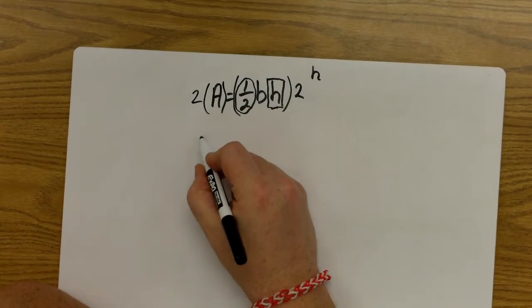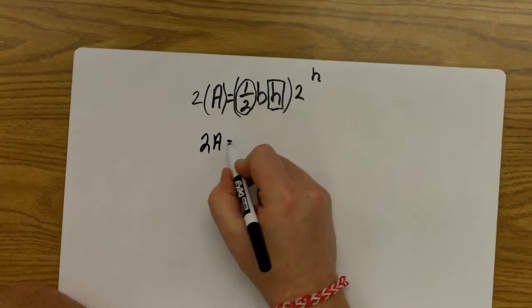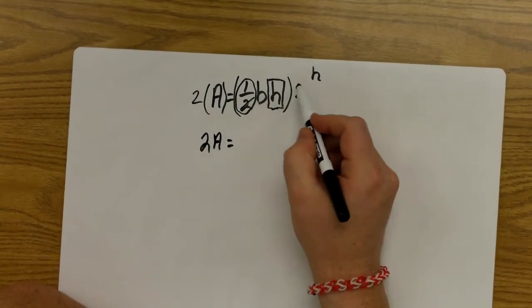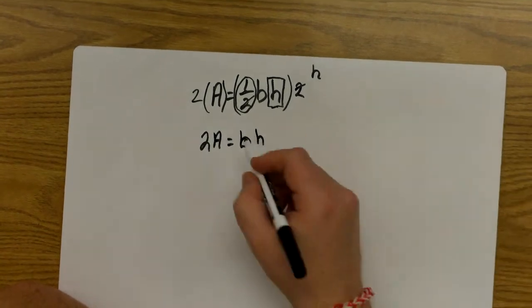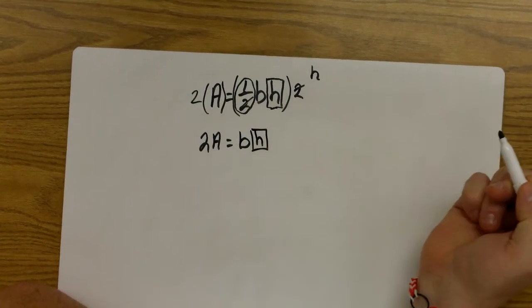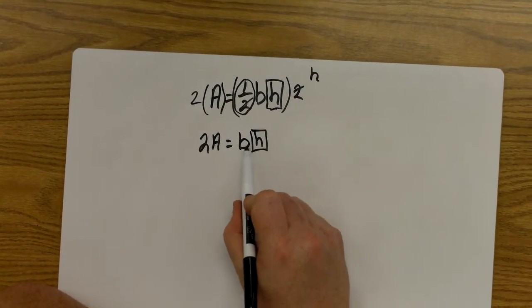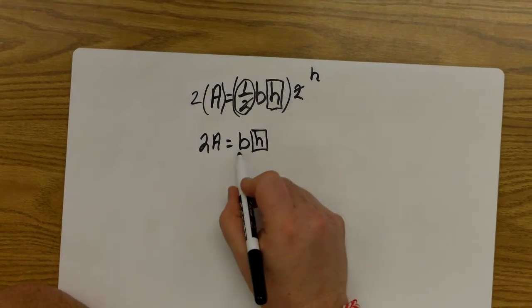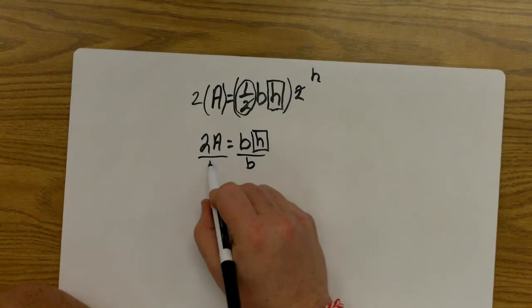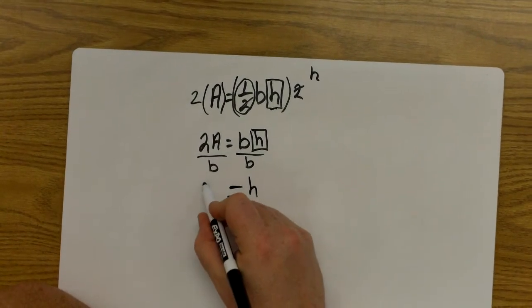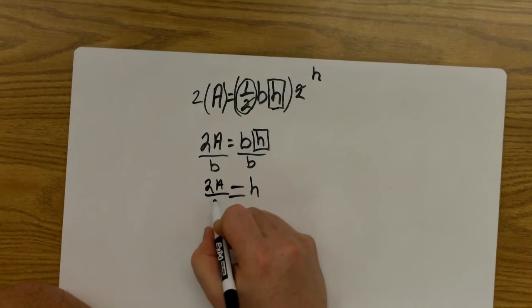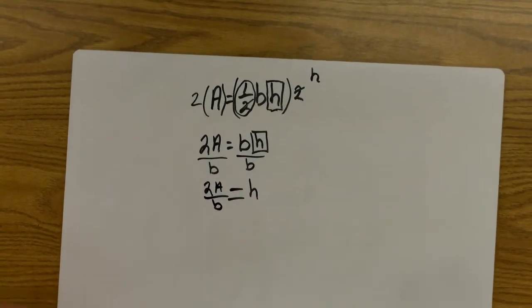So 2 times a becomes 2a. A half times 2 becomes 1, leaving b times h left over. I still want to solve for h. Now to detach the b from the h, this is a times, so to undo that we're going to divide both sides by b. And now we have h equal to 2 times the area divided by the base.